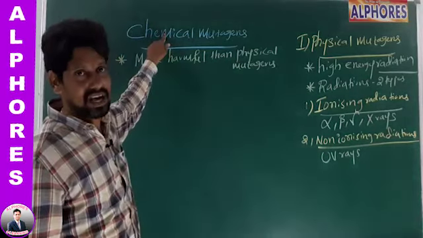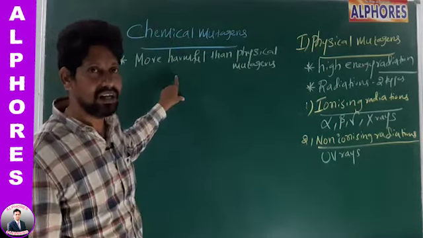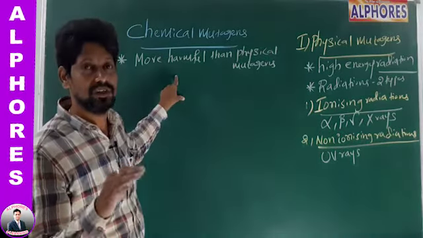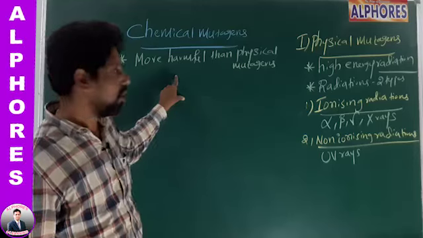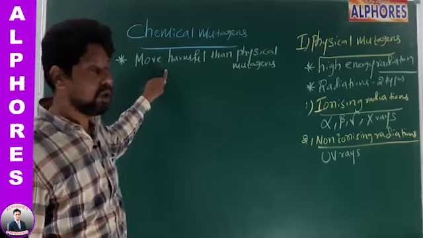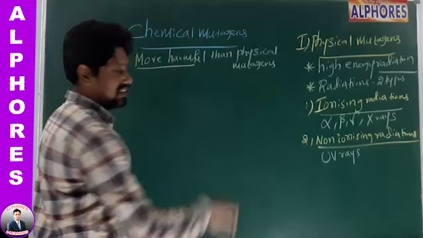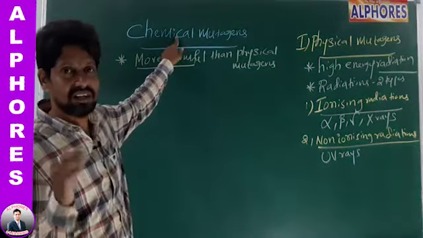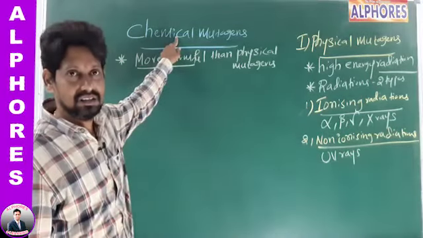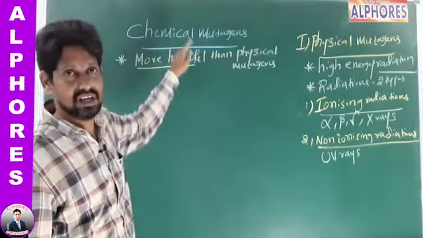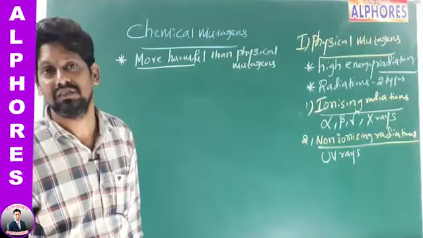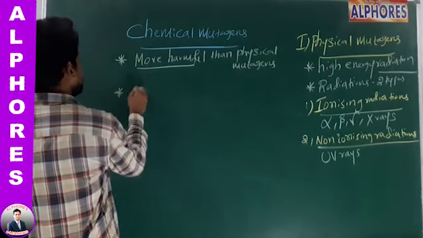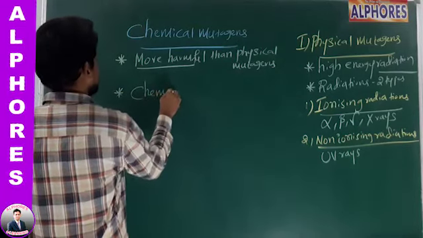Whereas chemical mutagens, once they enter our body through the blood circulatory system, are distributed to different parts of our body. So these chemical mutagens are more harmful than physical mutagens. Sir, through blood circulation, if a chemical mutagen reaches the gonads, it causes germinal mutations. What do they cause? Germinal mutations.